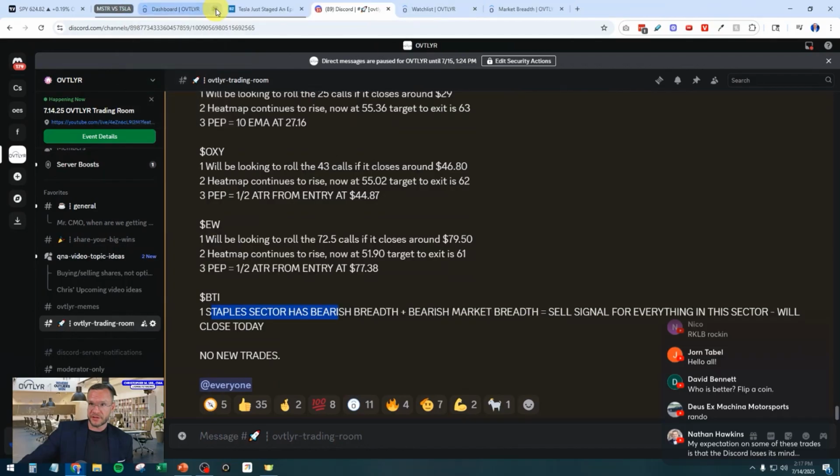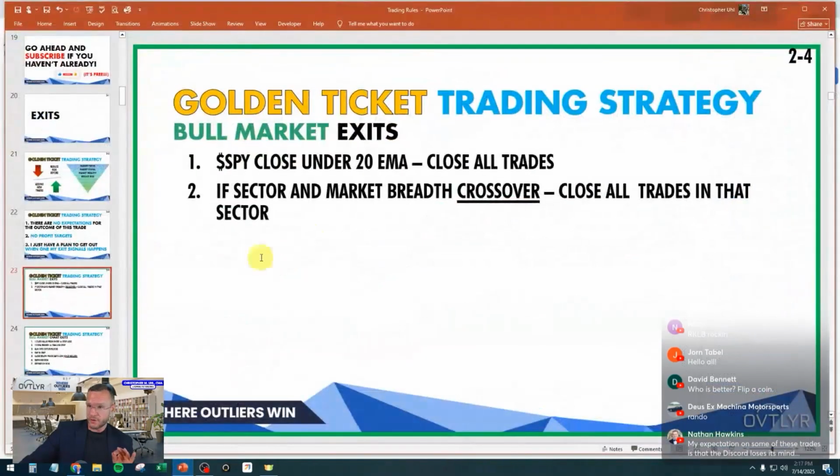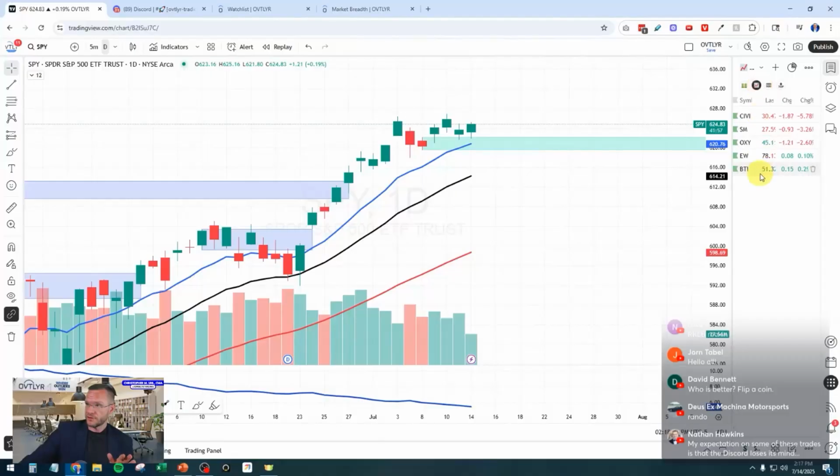Let me close some tabs real quick. The staple sector has bearish breadth today. And because of that, I'm already in that sector. It just got bearish breadth crossover today. The market has a bearish crossover today, meaning I need to close that trade. This is my exit signal for BTI. So I'm going to close BTI right now before I do anything else.